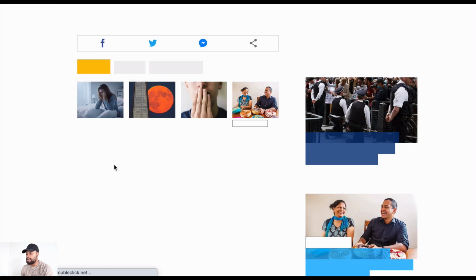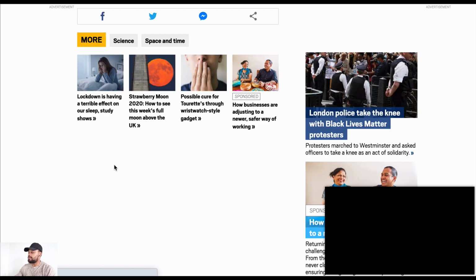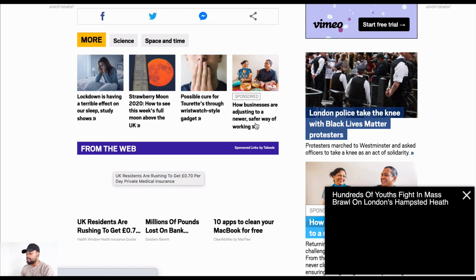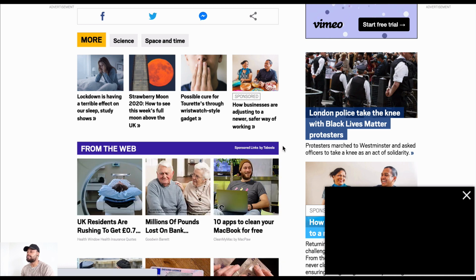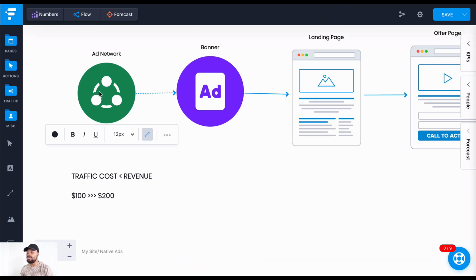So I'm just going to wait for this page to fully load. Alright, so we can see here sponsored links by Taboola. So Taboola, if you go back, Taboola is an ad network, okay? So I've bought my ads from Taboola over here, and Taboola has then pushed that ad onto their publishers, okay? And now my ad is being displayed here.